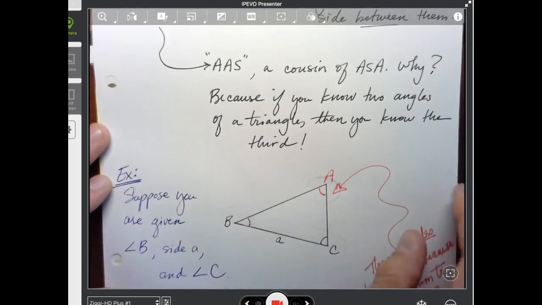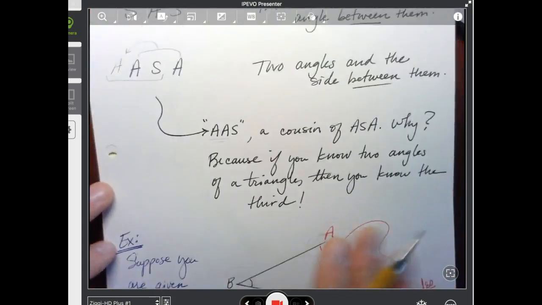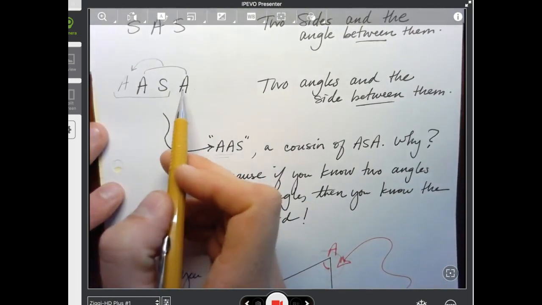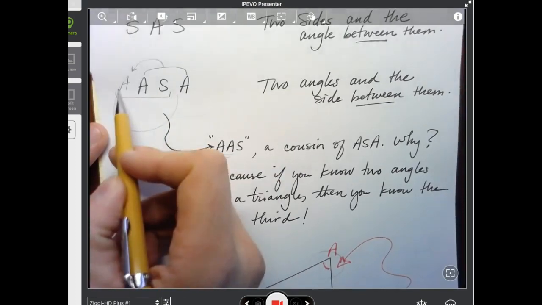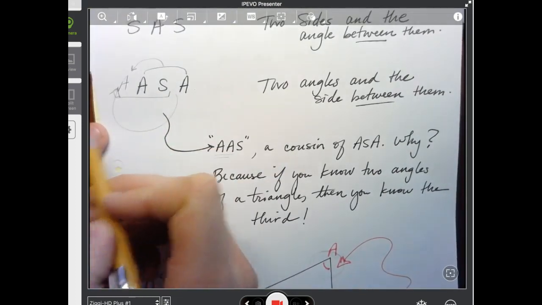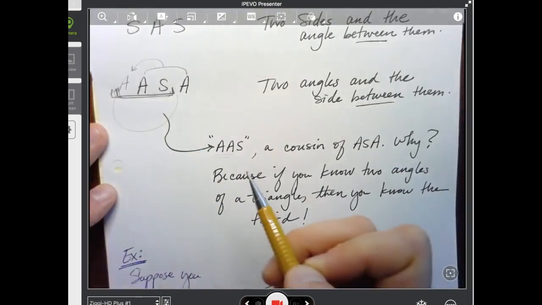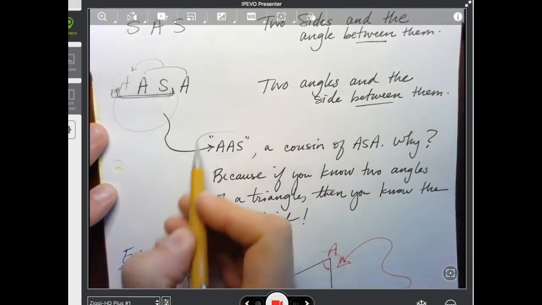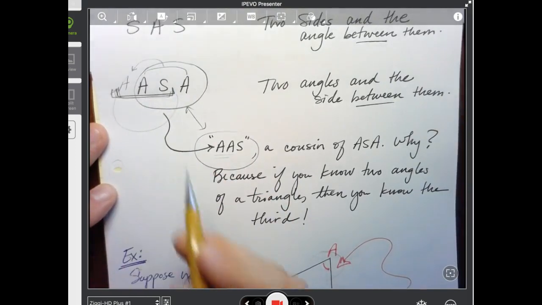So that is why I don't really like this AAS thing, because it's really the same thing as ASA. It's just taking it one step further and going, okay, well, we've solved for the third angle, and now we're going to call it AAS, and we're going to call it something different. So I don't really like that, but Virginia teaches it, and so hear me now, I'm saying that ASA and AAS are the same thing.